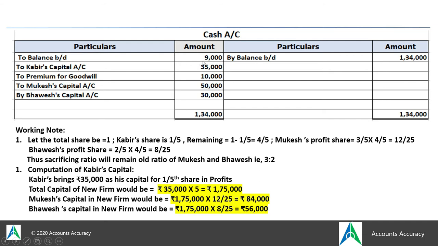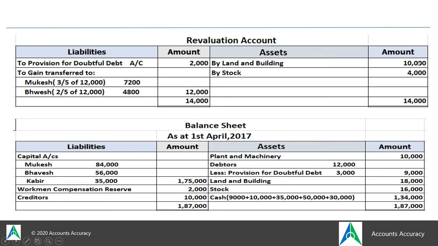Here you can see the balance of the cash account also changes. The balance of cash was 9,000 and Kabir brought 35,000 as capital and his premium is 10,000. Now the value of the balance of cash will be increased to 1,34,000, and this 1,34,000 will be reflected in the new balance sheet. You might have understood how to do the first case of adjustment of capital.